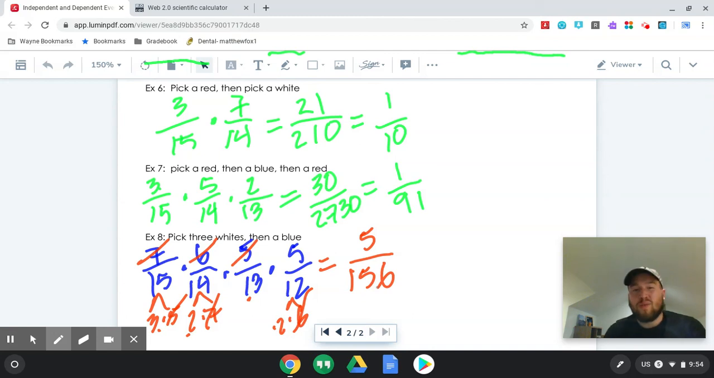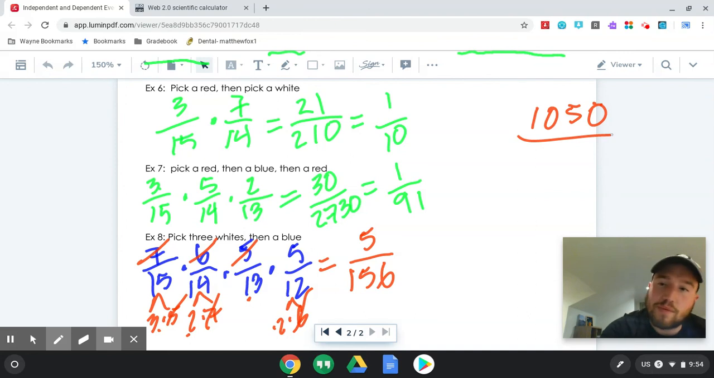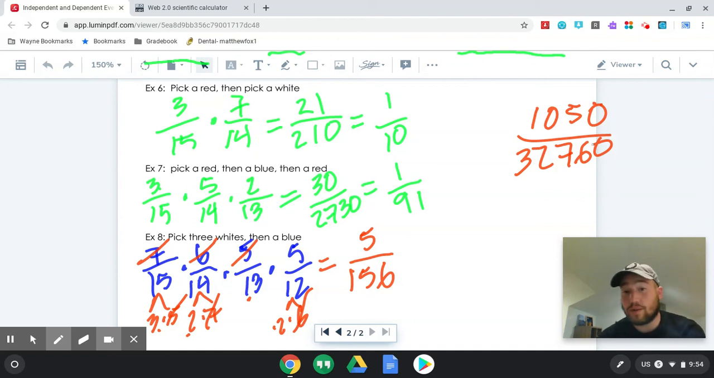So hopefully you didn't get too confused on what I did there with reducing. If you did, just multiply 7 times 6 times 5 times 5. If you do that all the way across the top, you'll get 1,050. Then 15 times 14 times 13 times 12. If we do that across the bottom, we'll get 32,760. And from here, we can simply cancel the zeros, reduce it down, and you'll get down to 5 over 156, just like we did before.